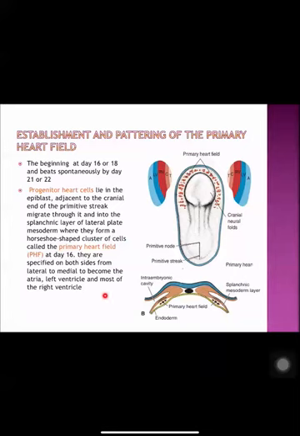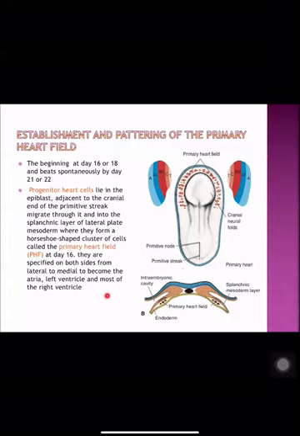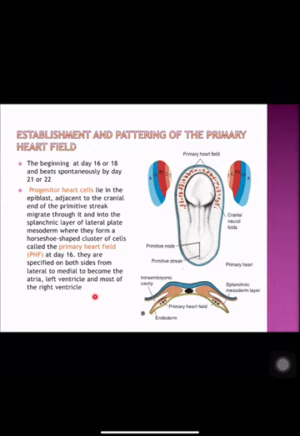Now, the vascular system will begin to form at the middle of the 3rd week, that is about the 16th or 18th day, where the embryo will not be able to meet its nutritional requirement by the diffusion from the mother alone. And the heart will start to beat the blood spontaneously by day 21 or 22.